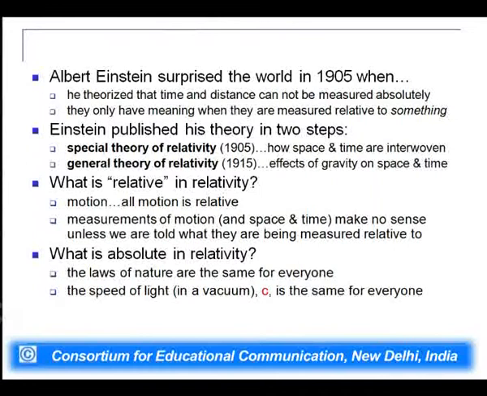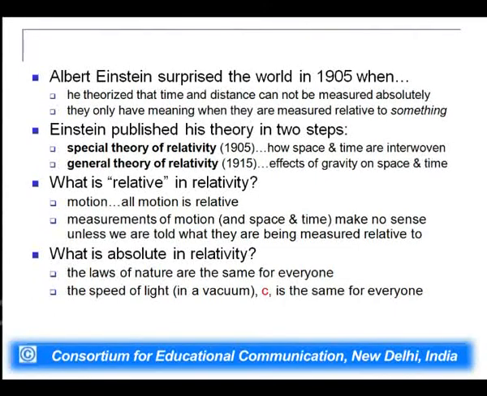Einstein published his theory in two steps. In the first step in 1905, he defined the special theory of relativity, where he defined how space and time are interwoven. And in the second, in 1915, he defined the general theory of relativity, the effect of gravity on space and time.